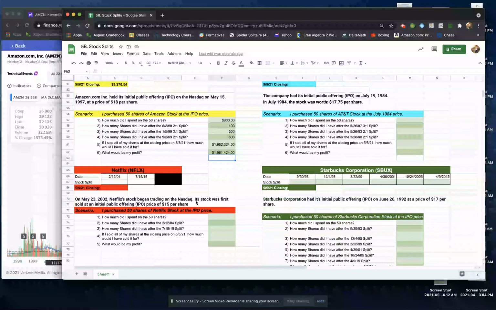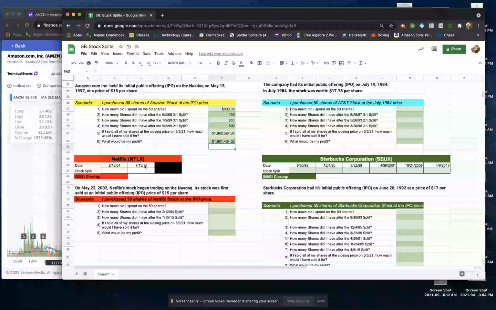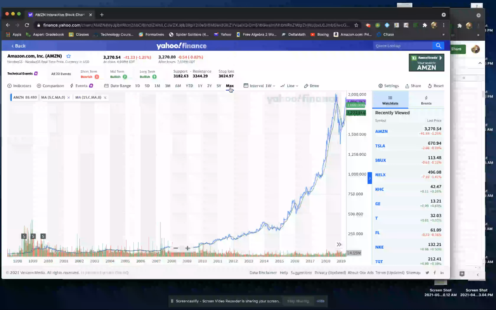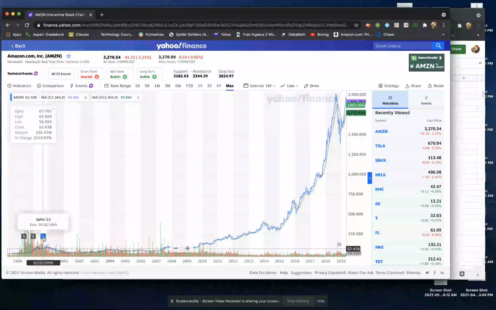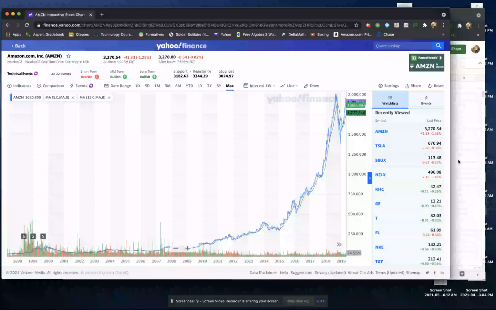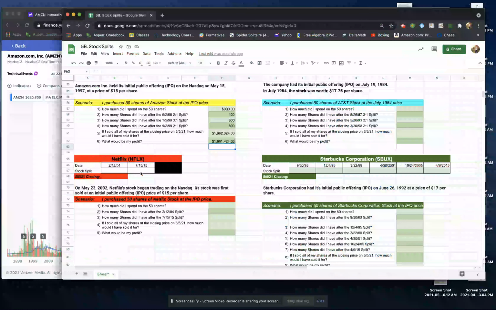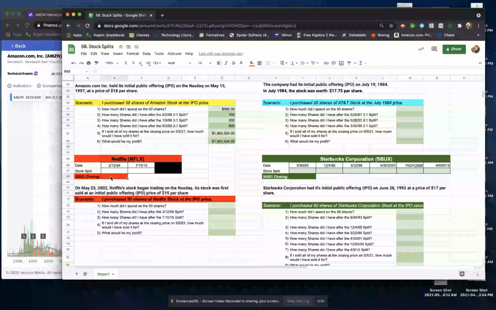Okay, Netflix, when you get to Netflix, I gave you the dates of the splits, but you're going to have to go to Yahoo Finance, click on the graph, go to Max, make sure your events has stock split selected, and then you're going to see the S's pop up, and you're going to look on the S's so it'll tell you what the split was. So you have to fill out the splits here. And you also have to fill in the closing price. Once you have that, you're going to go answer these 5 questions. So they split twice, Netflix.